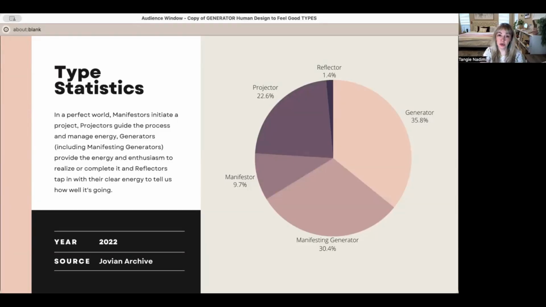Manifesting generators and generators are working on projects that give them satisfaction and saying no to anything else that feels frustrating to them. Lastly, we have reflectors, who are different than 99% of people. They're excellent energy readers. So if we're all working together, the openness of a reflector is what gives us the ability to see how well things are going. Everyone else is being guided by their own energy, and reflectors are absorbing and amplifying the energy that's there and telling us how it's going. So that's a general overview of all 5 types.